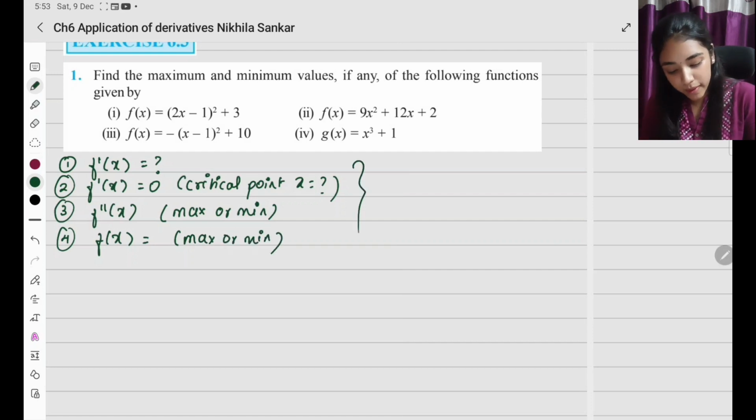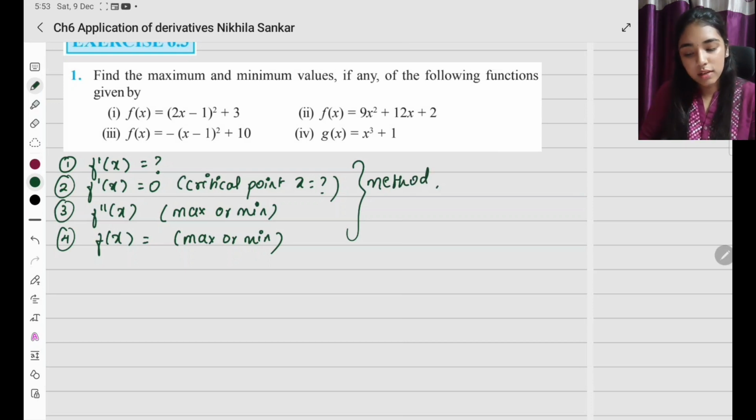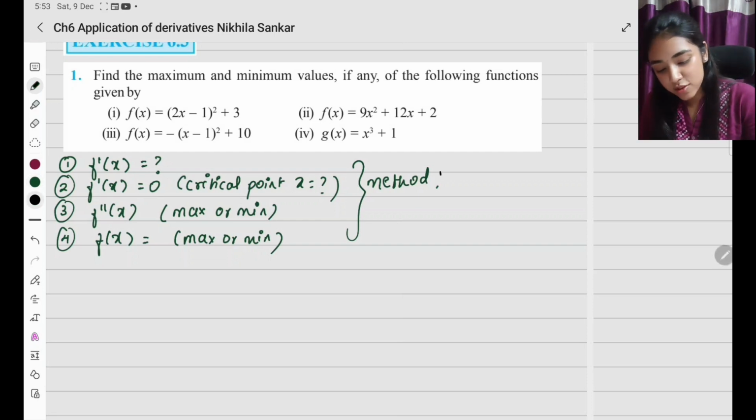So this is one method. I'll solve in two different methods for you. So எது உங்களுக்கு ஈஸியா இருக்கோ example, you can try that. Okay, so now first method, this is going to be method 1. So method 1 la na pota என்ன ஆகும்?